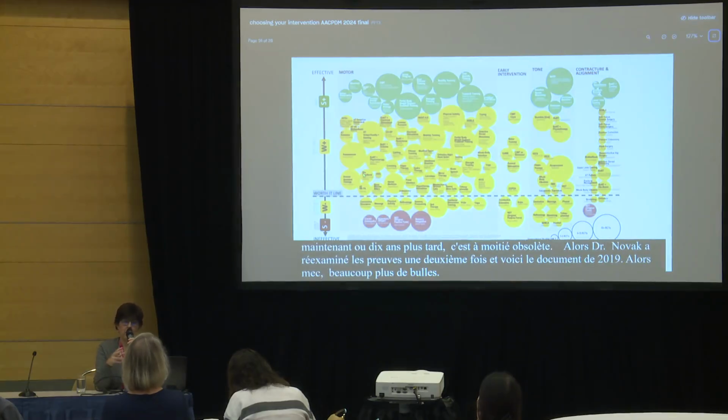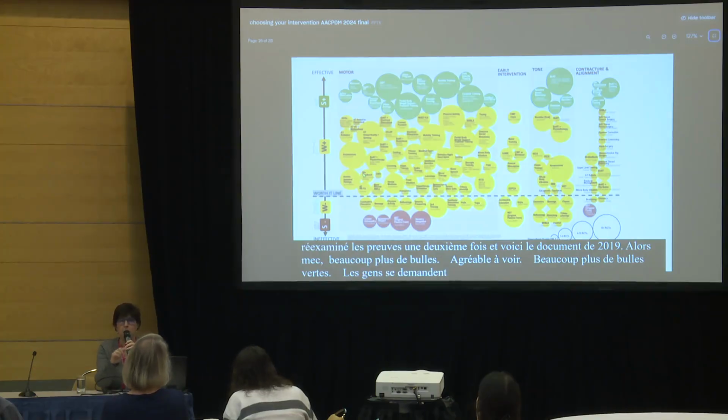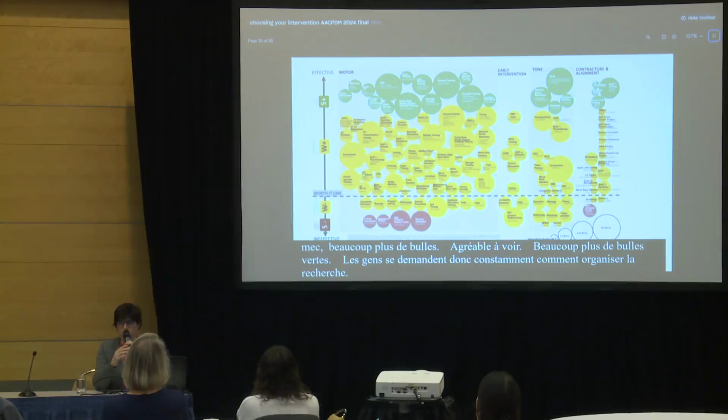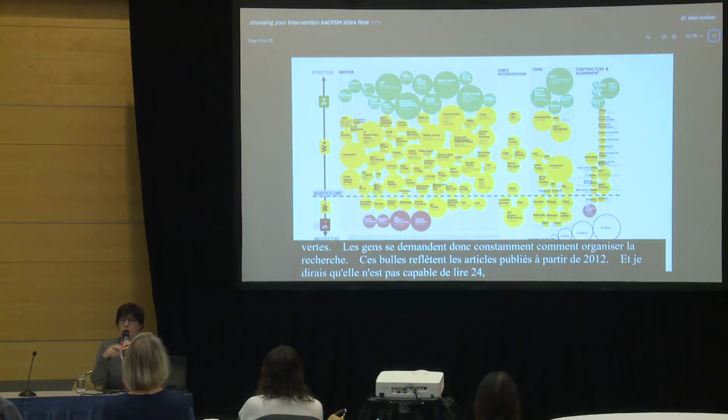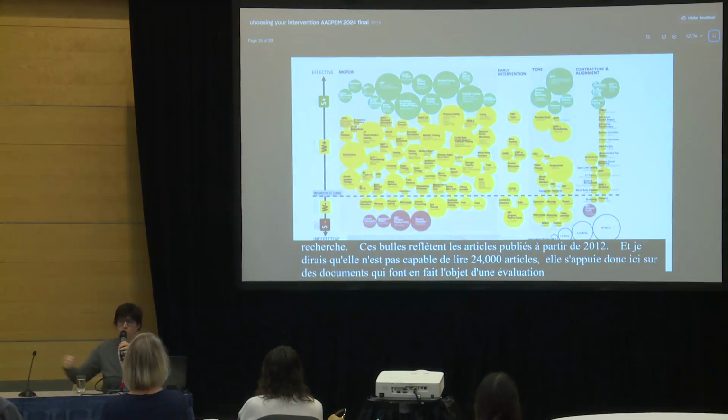So again, people are consistently looking at how do we set up the research. Those bubbles are reflective of papers published from 2012 and onwards. And I will say she is not able to read 24,000 papers. So she is leaning here on papers that are actually doing review assessment, so meta-analysis, where other authors are taking a group of papers.